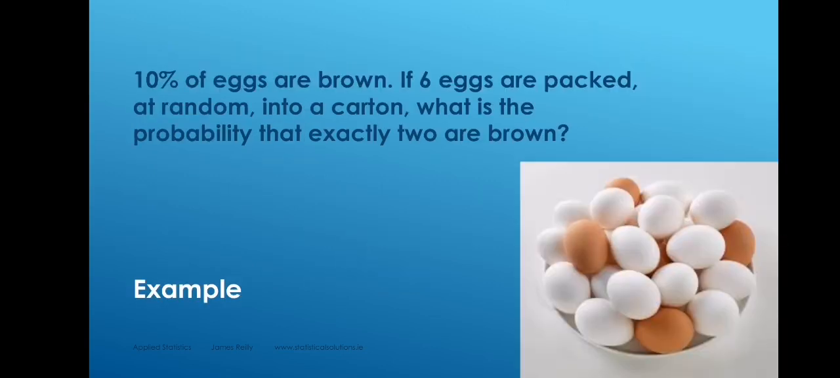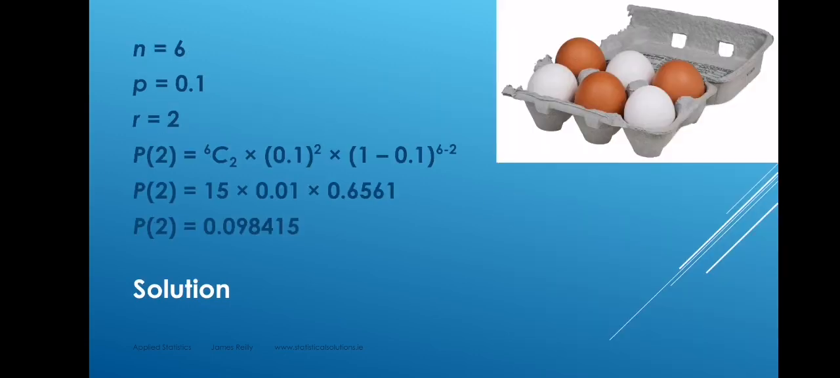Here's an example where 10% of eggs are brown. 6 eggs are packed at random into a carton. We wish to know what is the probability that exactly 2 of those eggs are brown. In this situation, n equals 6, the number of opportunities. p equals 0.1, that is 10%, the probability that on any one occasion a brown egg is chosen. And R equals 2. This is the question we have. What's the probability that there are 2 brown eggs in the carton?